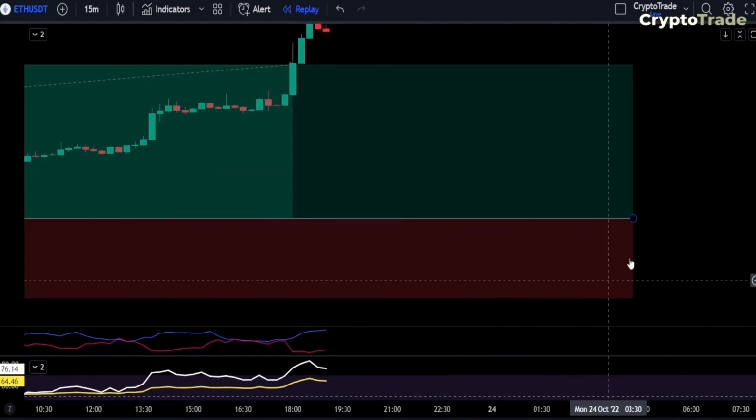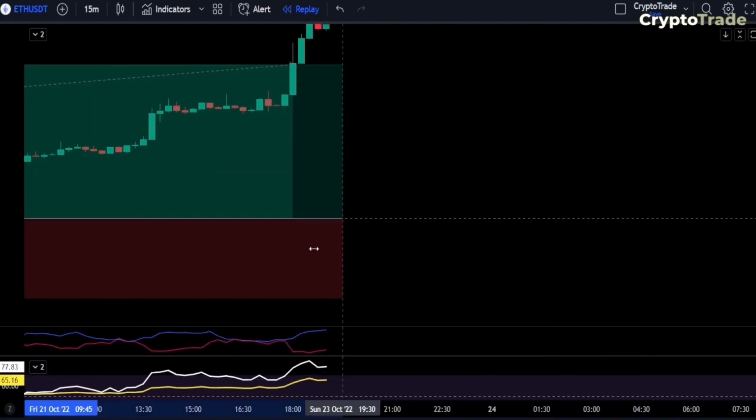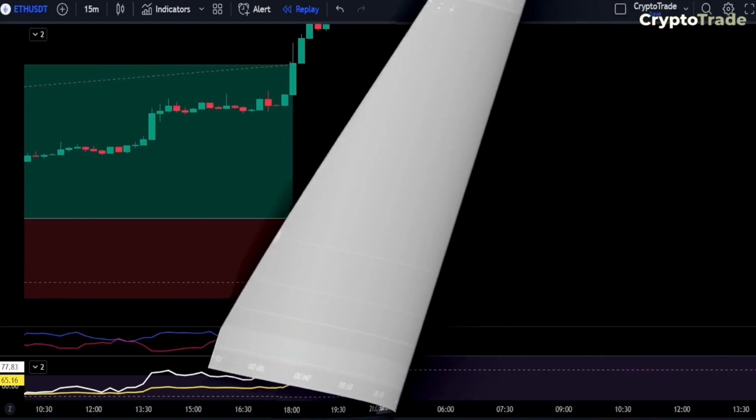The market has reached the target and the trade has been successfully closed. Let's look for next trade.